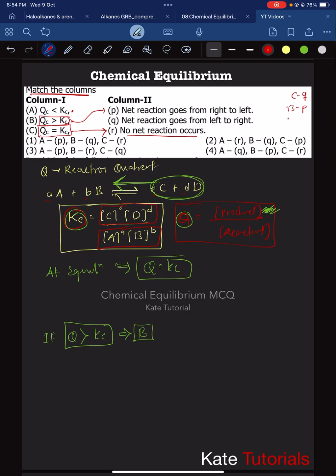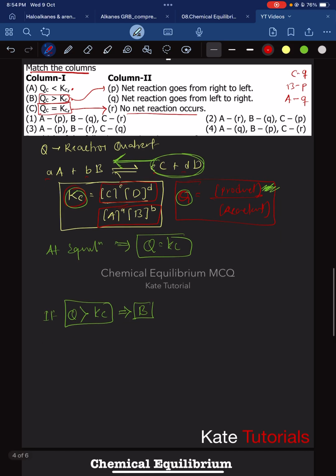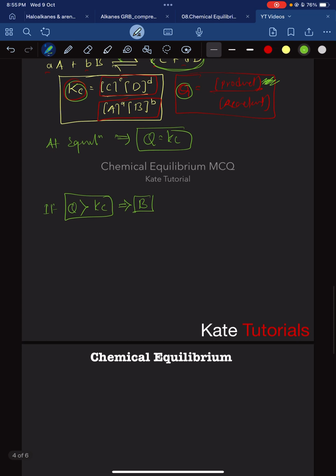Then we are left with only A. What is A? A is Q smaller than Kc. Second option, listen. If Q is smaller than Kc, what is Q? Q is nothing but concentration of product divided by reactant. If Q is smaller, the concentration of reactant will be more, because it is product divided by reactant.